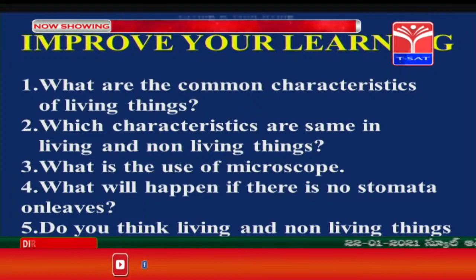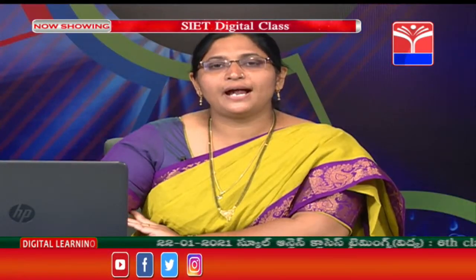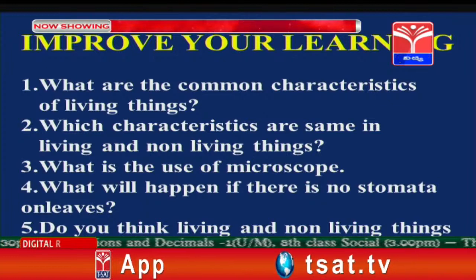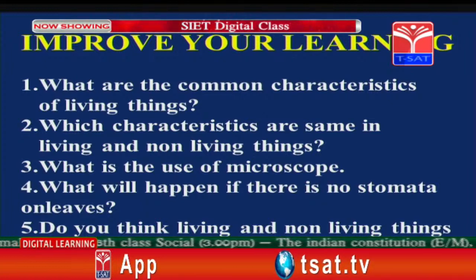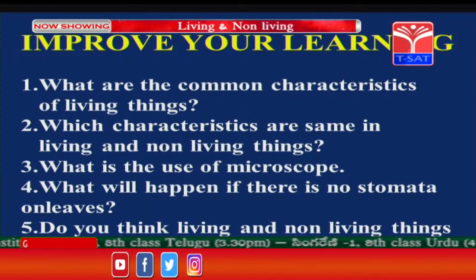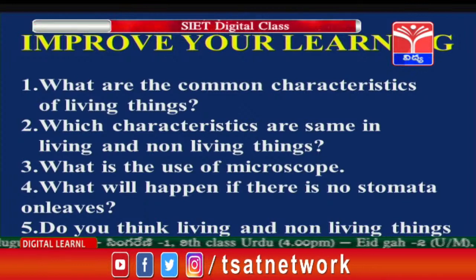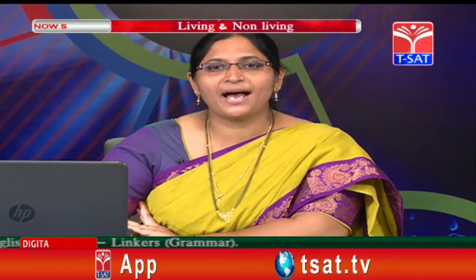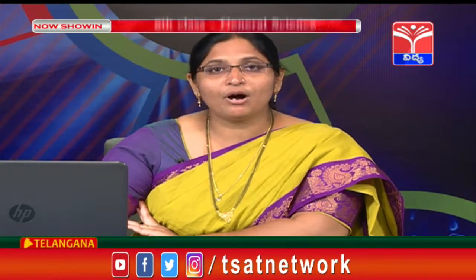Improve your learning. Try to solve these questions and write down the answers. The first one is, what are the common characteristic features of living things? Second, which characteristics are the same in living and non-living things? Next, what is the use of a microscope? The next, what will happen if there are no stomata on leaves? Think about it. If we don't have a nose, what will happen? Can we respire? If we don't respire, what will happen? In the same manner, if plants don't have stomata, what will happen? You think about it and write it down.